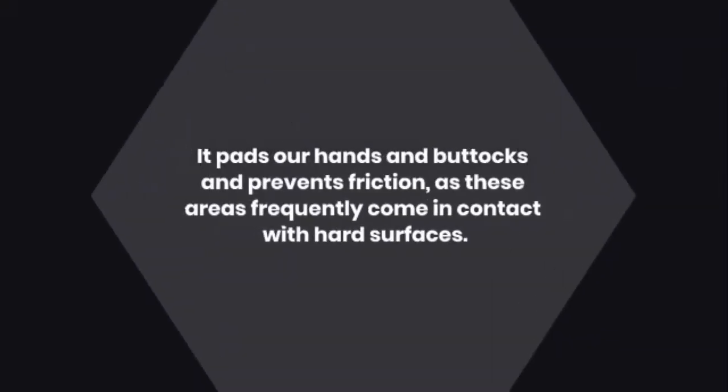So they said that the subcutaneous layer of fat pads our hands and buttocks and prevents friction, as these areas frequently come in contact with hard surfaces. Now, the chair you're sitting on right now is a hard surface. And trust me, imagine if your buttocks didn't have a subcutaneous layer. Even the slim ones still have it. Now imagine if it were your direct bone you're using to sit down on the chair you're sitting on right now.